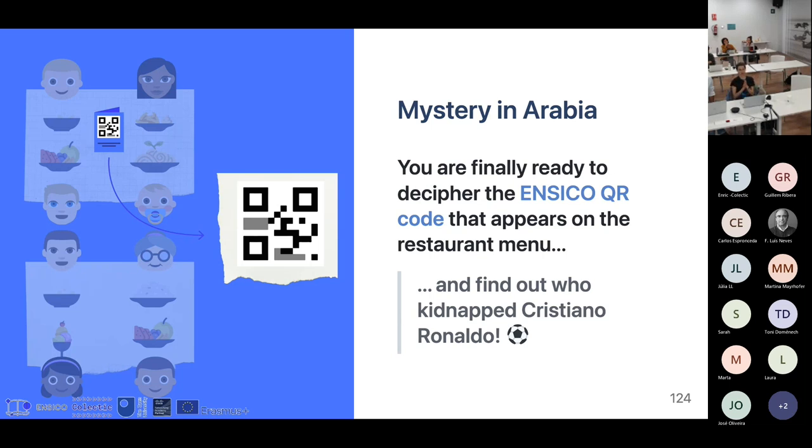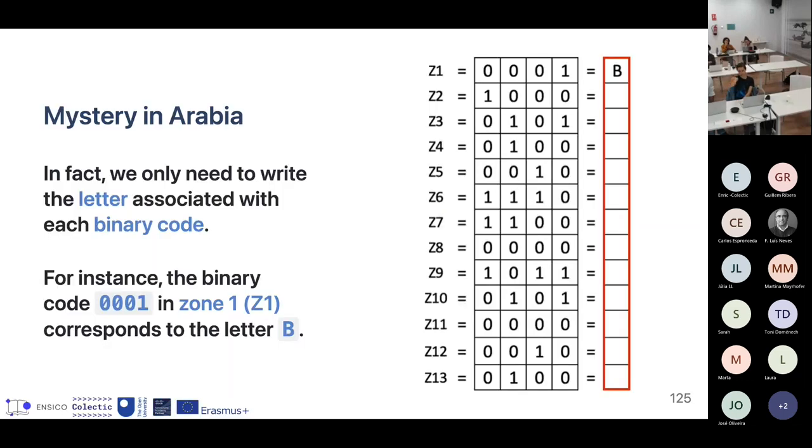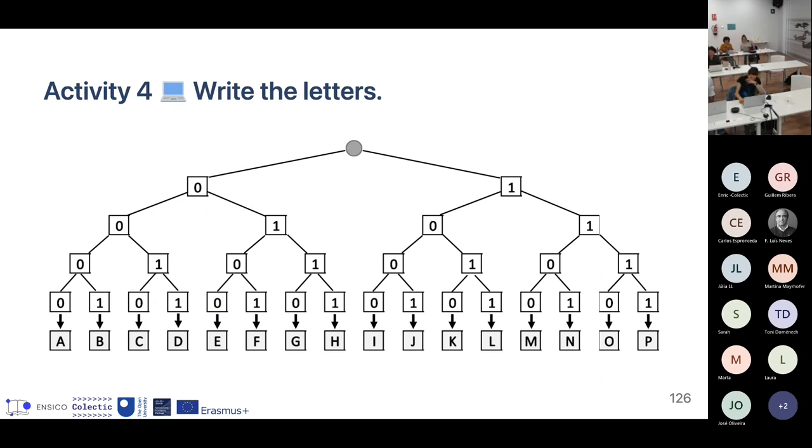And we are finally ready to decipher the QR code that appears on the restaurant menu and consequently find out who kidnapped Cristiano Ronaldo, because we can look at the 13 binary codes and write the letters corresponding to each binary code. And we are going to get a message, okay? So we're going to ask you to do that. You should look at the binary tree and the binary codes associated with each zone, and then write the letters. You need to type them, so it's not a multiple choice question. You need to actually type all the 13 letters.